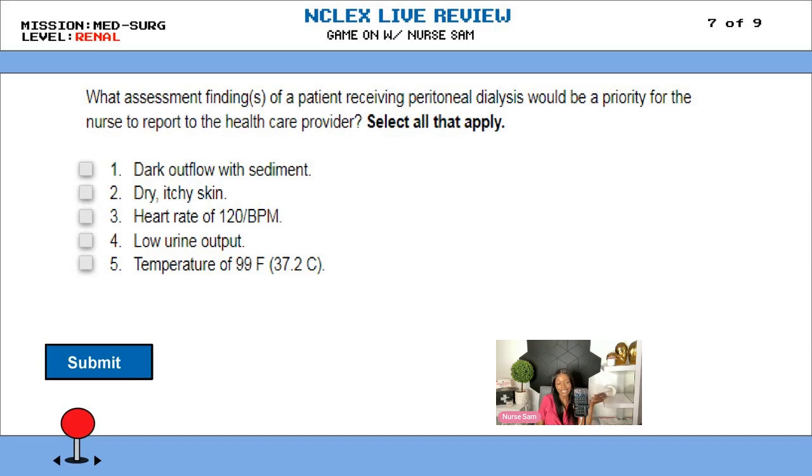What are our answers? All right, Shell says 134, which is dark outflow with sediment, heart rate of 120, and low urine output. That's what you said, not 5. What about you guys? What are you saying over here? 1 and 3. All right, I'm seeing 1 and 3. So everyone's pretty much saying dark outflow with sediment. Crazy says 1, 2, 4. Angelica says 1 and 3. Carolicia 1 and 3. Jasmine 1, 3, 6. All right, let's see what our answer is.